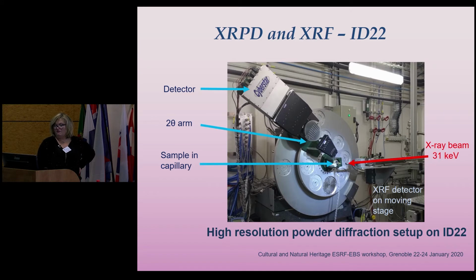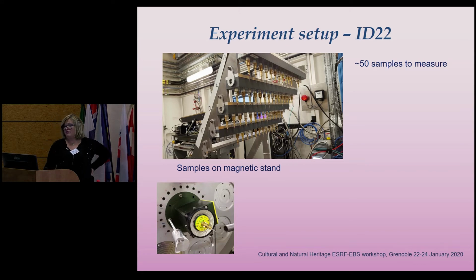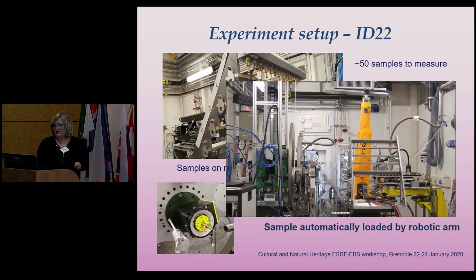Here is the setup of ID22 with high energy resolution for X-ray diffraction: the detector and the sample put inside the capillary. The experiment in ID22 had 50 samples. We tried to fill all the capillaries; usually we sometimes broke the capillary, and the powder was not much, so we had to be quick. The sample was put on a magnetic stand, and thanks to the robotic arm, it's possible to study all these samples in ID22. And with the help of Catherine, we could do analysis all night and day, during the morning and during the night also. Thank you again.